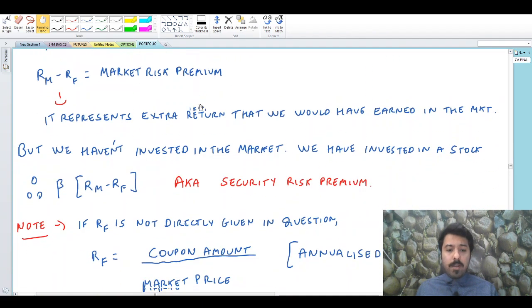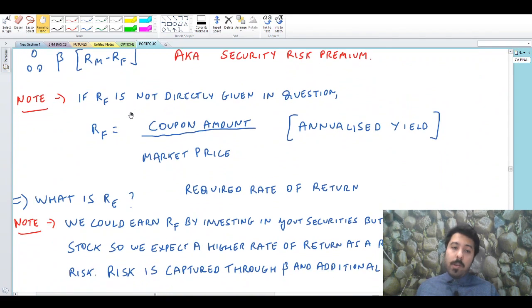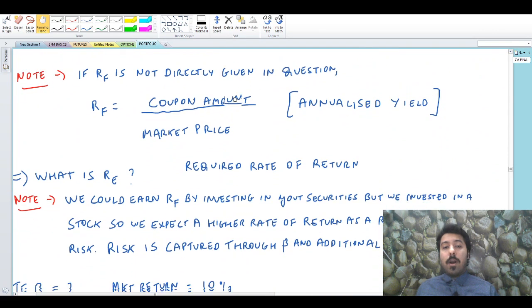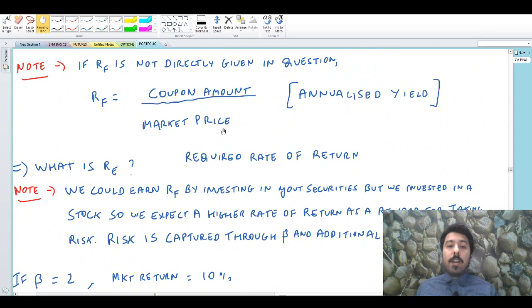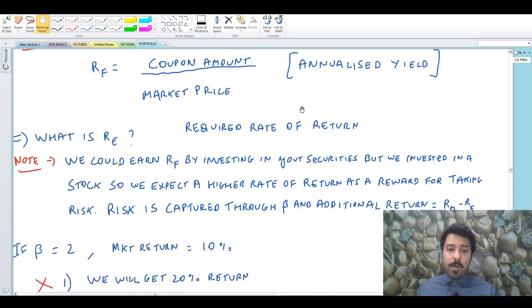Very easy to understand. Also, if RF is not directly given in the question, how to calculate it? Coupon amount divided by market price. This will be of government securities. So if the market price is 100 and the coupon amount is 10, you are earning 10 rupees return on 100 rupees. So that is 10%. And since it is a government security, this is RF, the risk-free return. You'll always calculate the annualized yield, right? RF is in annual terms.